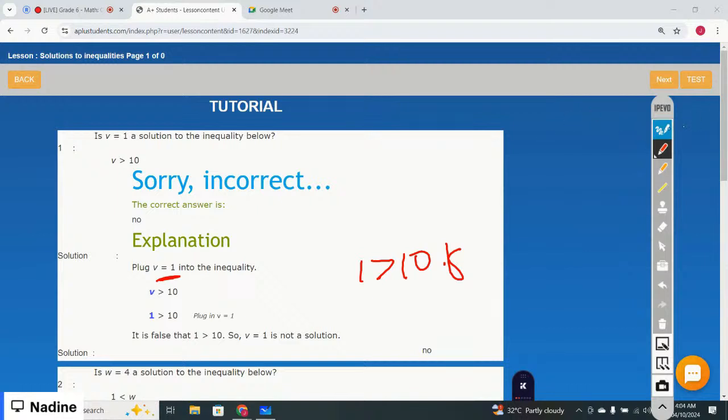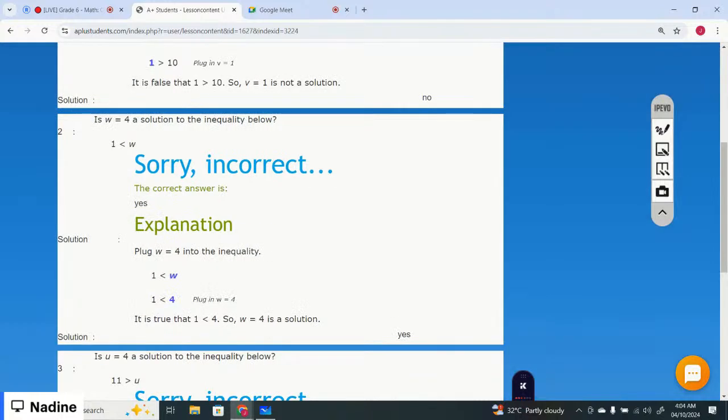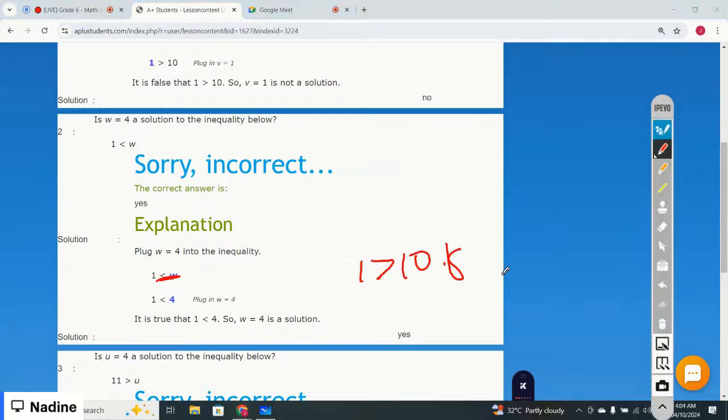Let's look at the other one. Is w equals 4 a solution to the inequality below? The inequality is 1 is less than w. Replace the w with the value 4. So you can write it as 1 is less than 4. Yes, 1 is less than 4, right? So the correct option is yes. Got it?